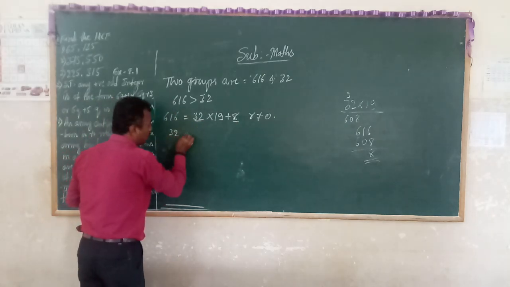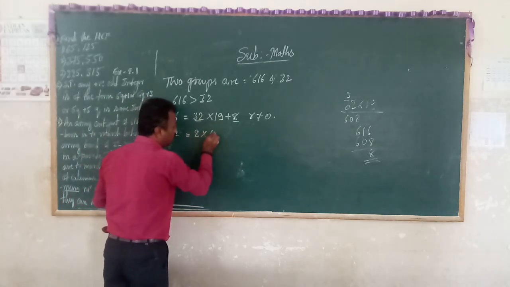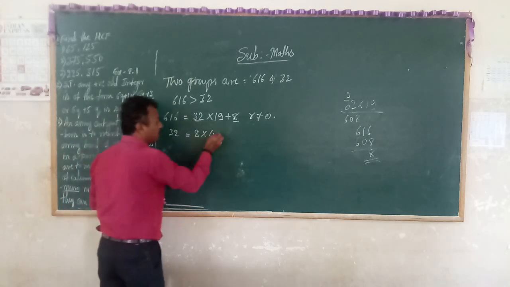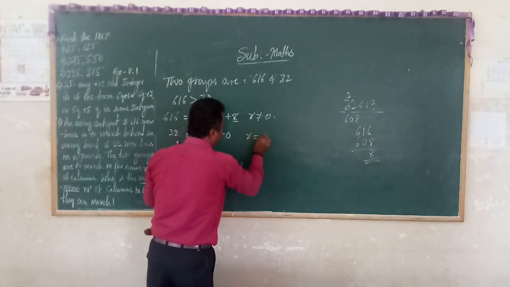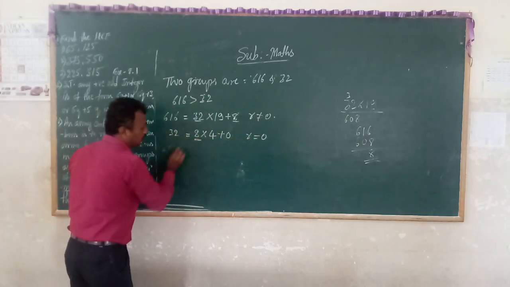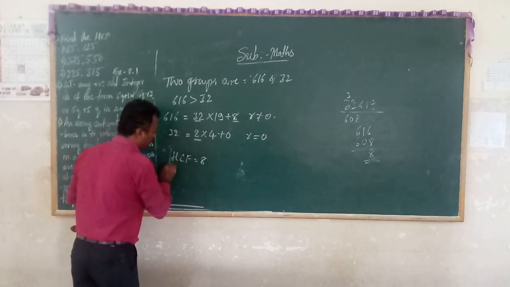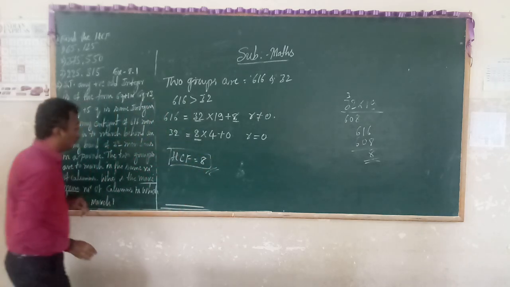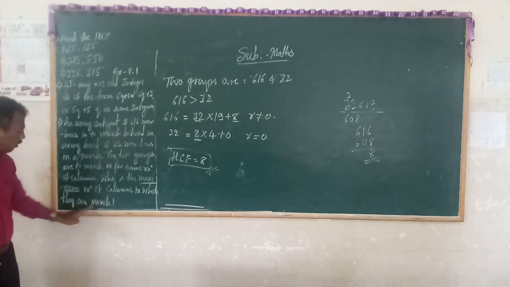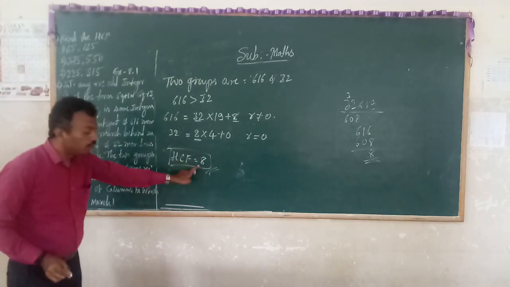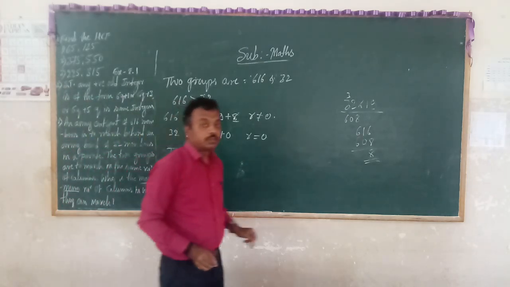So 32 is equal to 8 into 4, 8 fours are 32. So again the remainder becomes 0. Remainder is 0, therefore the last divisor is the HCF. So the HCF of these two numbers is 8. Therefore, what did we calculate? The maximum number of columns in which they can march. It means these two groups can march in 8 columns.